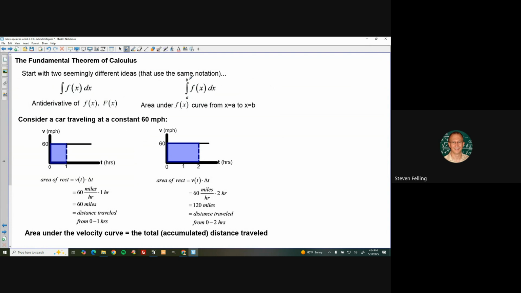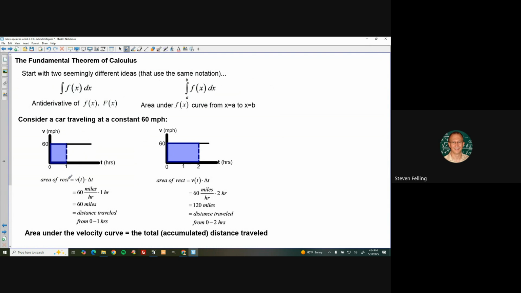Okay, so to consider this, let's take a simple example from the real world. Let's say that this function that we're working with happens to be the velocity for a car, and it's traveling on a highway at a constant speed of 60 miles an hour. So if I were to just graph this as a constant function of 60, right, 60 here, then what would the area under the curve represent? Which is what we are doing here with the definite integral.